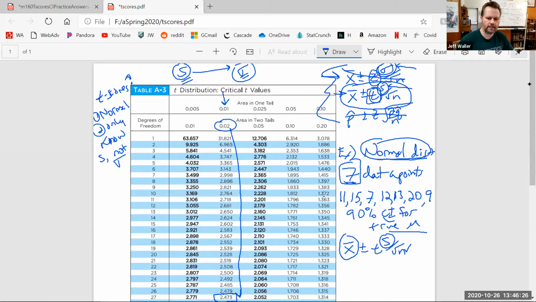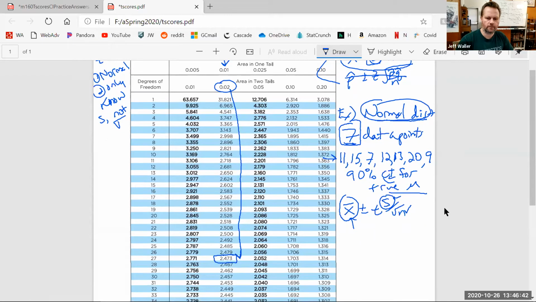I have a list of data. How can I figure out X bar and S in my calculator? This is one of the few things I'll let your calculator do for you because I put you through it in chapter 2. You put those in the list, right? And you do 1 var stats. Remember that?